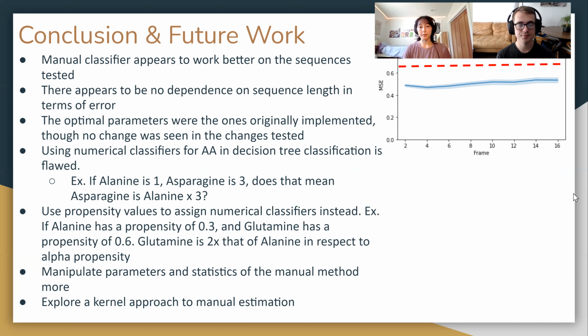So in the future, we want to use different numerical classifiers for decision tree because our current method brings up some problematic relationships with one being more than the other. And instead, we can use propensity values for that. In addition, we want to manipulate other parameters and see if that improves the accuracy or our error for the manual method and explore a kernel approach to manual estimation.